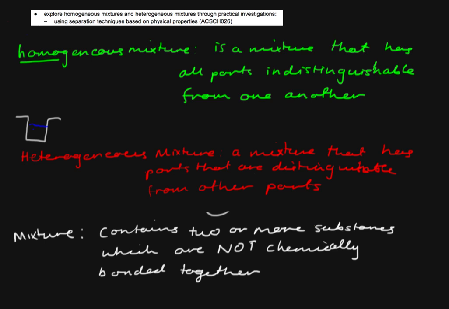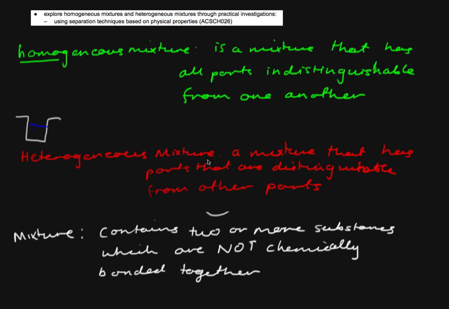So your heterogeneous mixture might be two different looking solids or different colours, or you might have different phases. I think we talked about phases a little bit earlier. You might have a liquid with a solid floating in the middle. That's a heterogeneous mixture because they're two different parts.